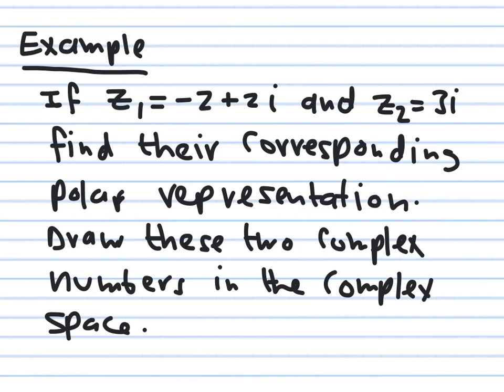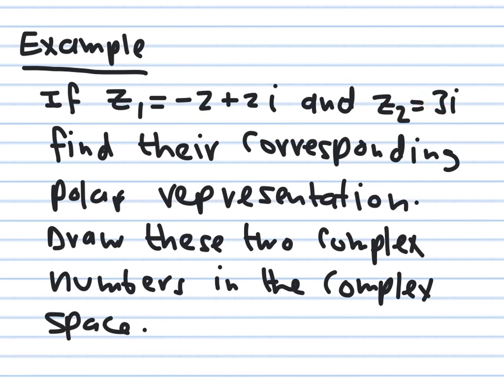Let's have an example. We are given here two complex numbers: z1 is equal to minus 2 plus 2i, and z2 is equal to 3i. We would like to find the corresponding polar representation, and would like to draw these two complex numbers in the complex plane. So this is a for the first complex number, minus 2. This is b for the first complex number, which is 2. Here a is 0 and b is equal to 3.